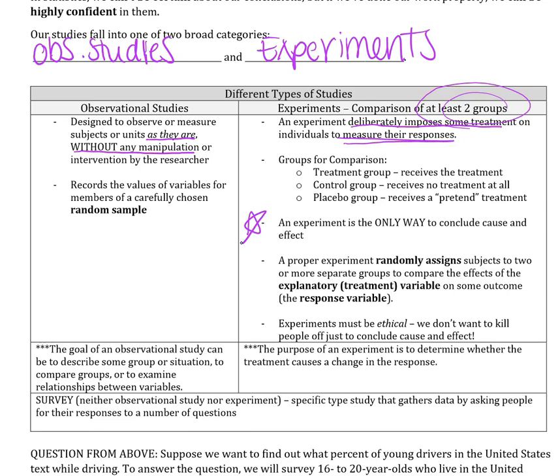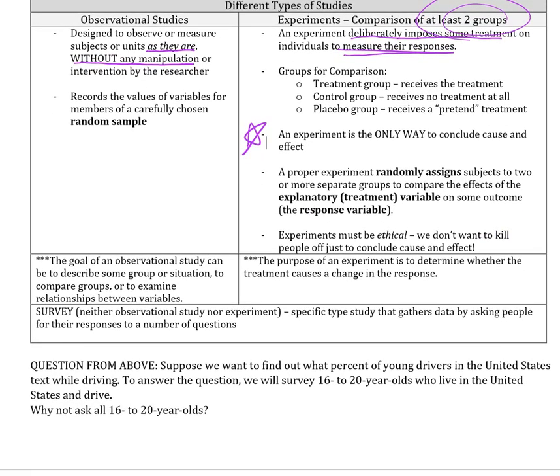A proper experiment randomly assigns its subjects to 2 or more separate groups and compares the effects of a treatment or explanatory variable on some outcome, which is the response variable. So you're measuring a response from a treatment that you've imposed. Now, it is important to note that experiments need to be ethical. You don't want to kill people off just to conclude cause and effect, so you can't just do any old experiment you want to do. It's got to be approved. The purpose of an experiment is to determine whether the treatment causes a change in the response.